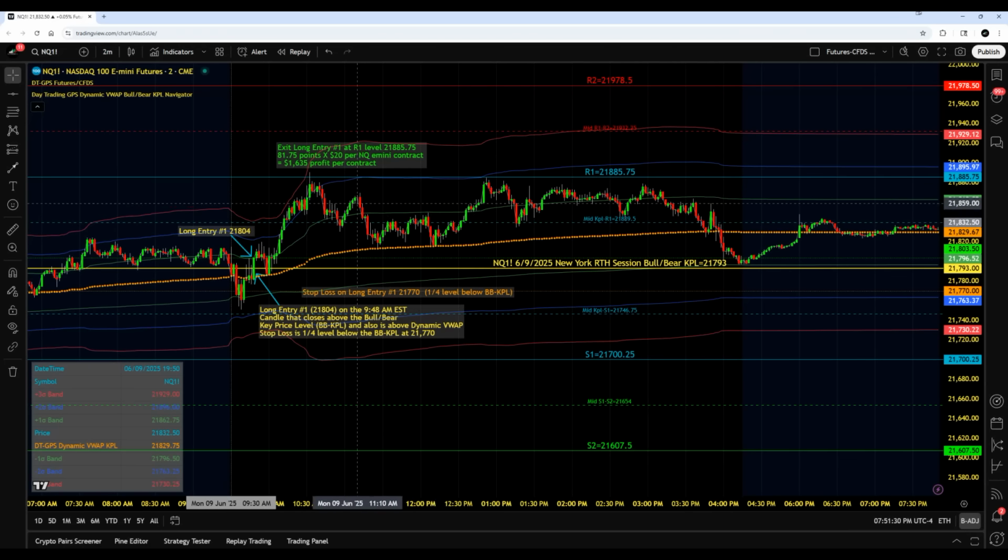Now, if you're the kind of trader that likes to trade multiple contracts and you like to take off risk and then leave a runner to see if maybe it would go all the way up to R2 and then to R3 or R4, then you would get out of the majority of the contracts here at R1, say somewhere between 70 to 80% of your contracts.